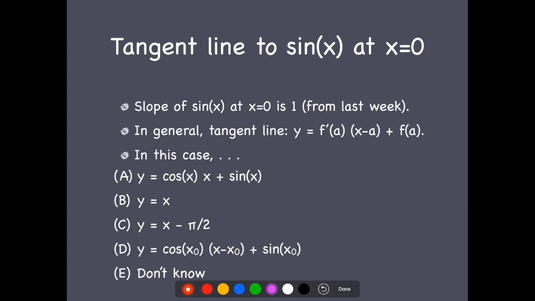Okay, y equals x, that actually is the correct answer. This one is just off by pi over 2. And then here, this is actually a general expression for the tangent line at any point x naught, but we were interested in the particular case of x naught equals 0. So this is, while correct, only correct if we choose an x naught equal to 0. Okay. So that's the correct one there, y equals x.